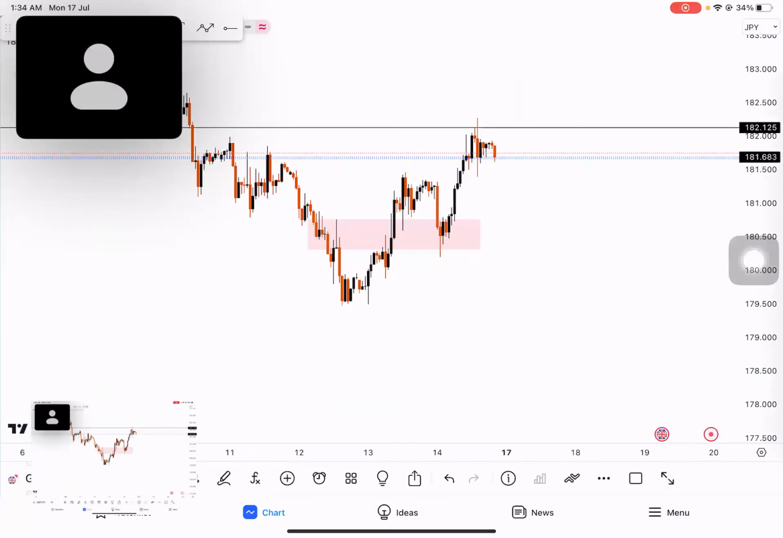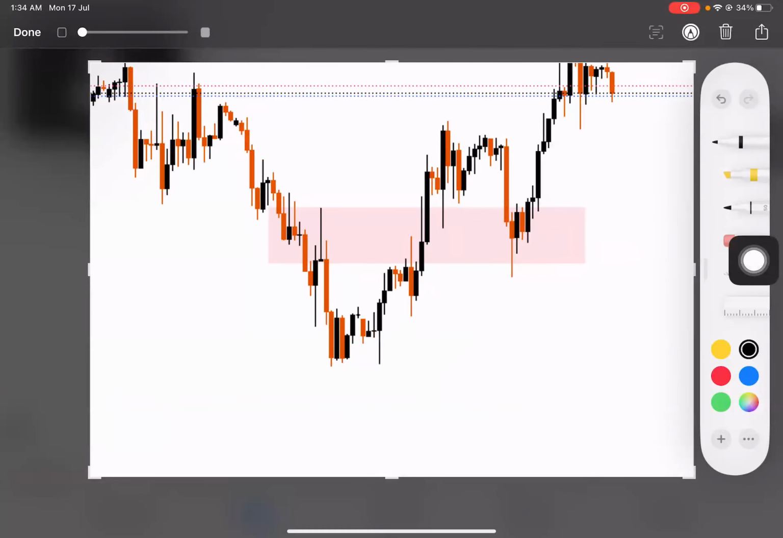This one is the bearish engulfing. It's very strong also for me because it's able to engulf the body already. It's a strong bearish engulfing.